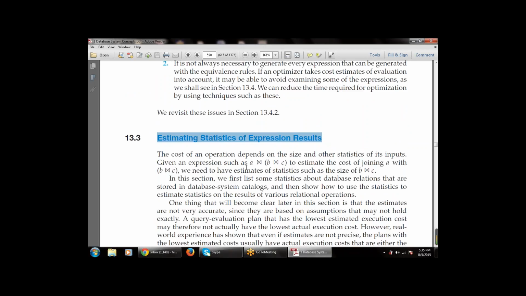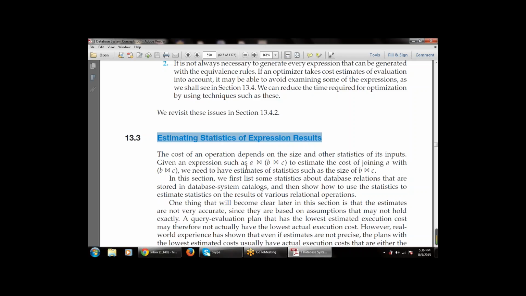The cost of an operation depends on the size and the other statistics of its input. So whatever cost will be incurred depends on the size and the other statistics of the input. Given the expression A joined with B, B joined with C, to estimate the cost of joining A with B and C, we need to estimate statistics such as the size of B joined with C.